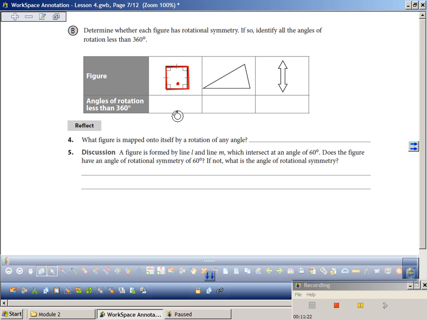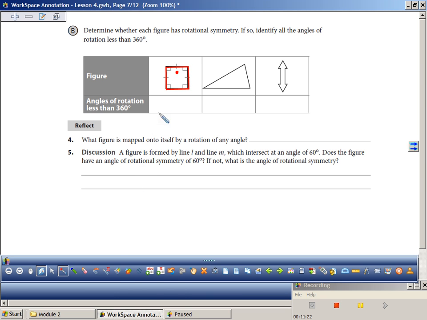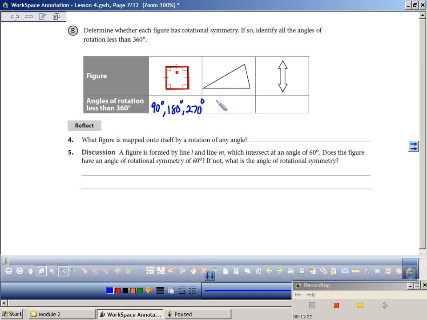90, then 180, then 270, and then we're right back to where we started. So it is 90, 180, 270. What about this one? 360, but do we count that one? No. You can't have rotational symmetry at 360 because it's just the same, right? So none. What about this one? Good, you guys can see that, right? If you turn it upside down, it looks the same.